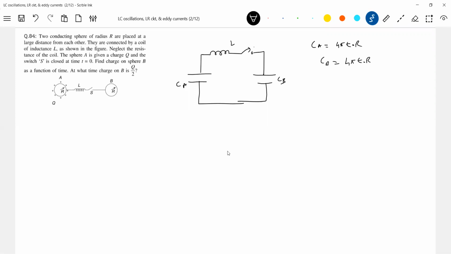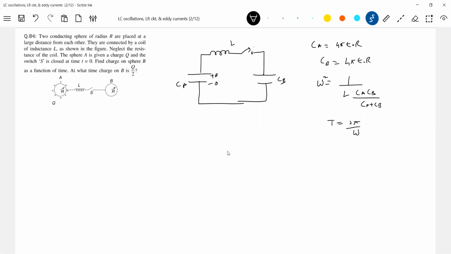So now, which one has a charge? This one is having a charge. Already we have discussed this problem. Can you remember? These two are in series, so the effective capacitance will be, with omega square equal to 1 by L, CA CB by CA plus CB. Then the time period of oscillation is 2 pi by omega. Now we know the time period. Find the charge on sphere B as a function of time.